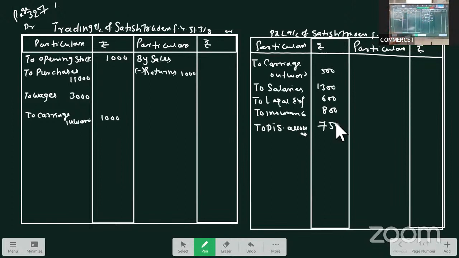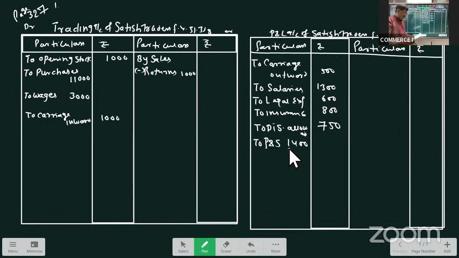Printing and stationery. This item I will write in the inner column because if you remember, there is an adjustment on that. On whatever items we have adjustment, we will write it in the inner column. Remember, whenever there is an adjustment, you write that amount in the inner column like this because we have to give an effect to the adjustment. Then machinery. Machinery is an asset that will go to balance sheet.